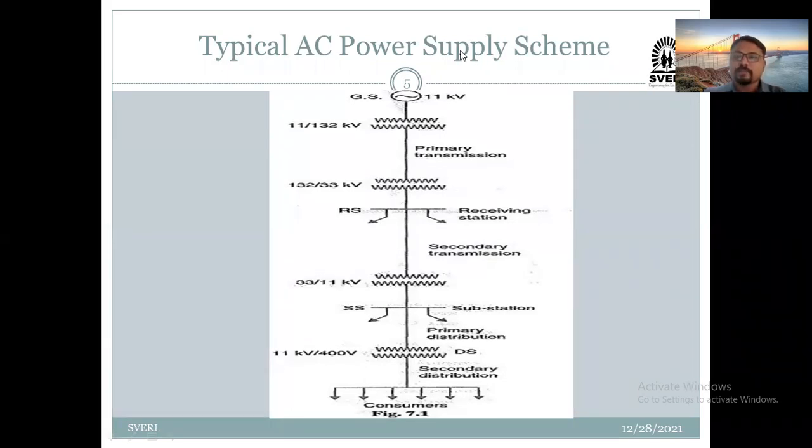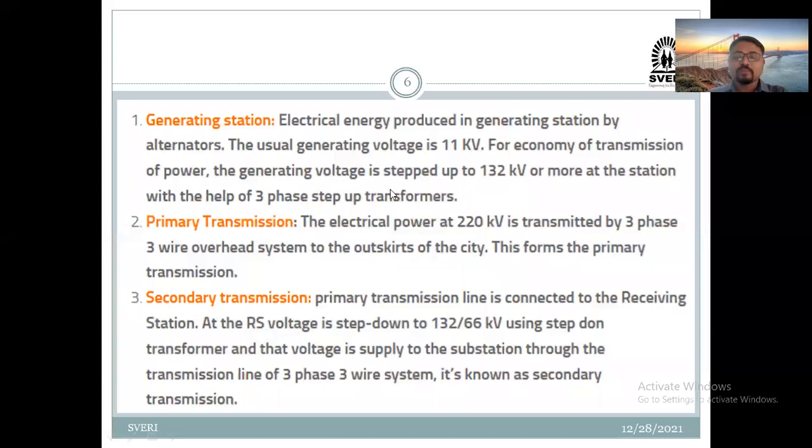Absolutely correct, it is the step-up transformer. So here what happens? In the generating station, we generate 11 kilovolt. And after that, with the help of a three-phase step-up transformer, we convert it to 132 kilovolt. Means we are stepping up that voltage. Next is nothing but what? See here, with the help of a three-phase transformer.